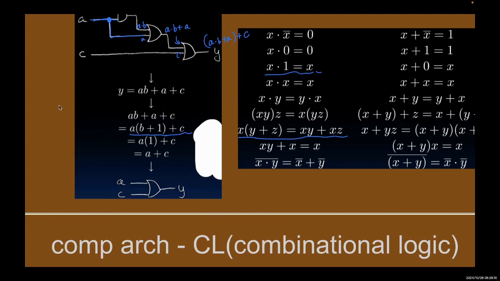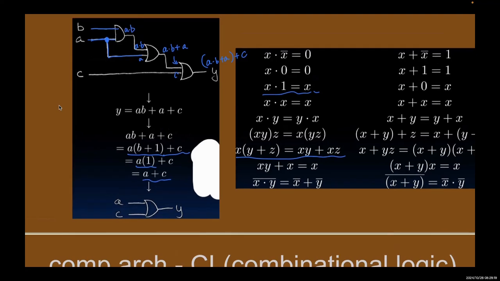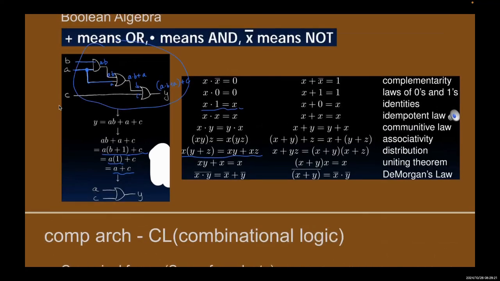And b something plus 1 is always 1. So this becomes a, and a plus c. So you can see this circuit is too complicated, and if you simplify it into this, they have the same truth table. Yeah, so that's the Boolean algebra. Is that clear? Yeah. Okay.